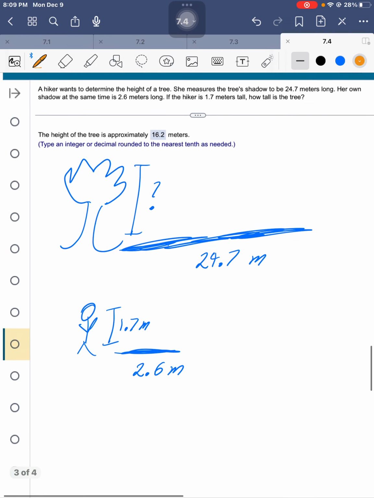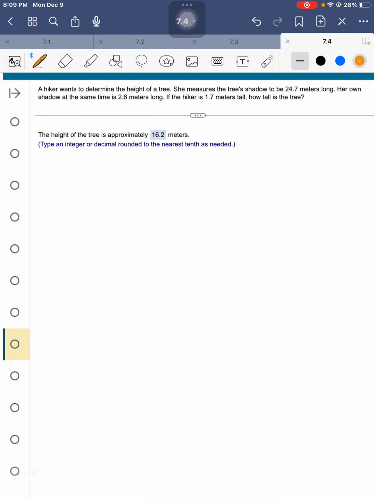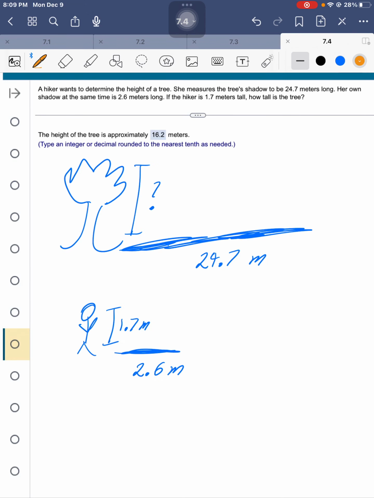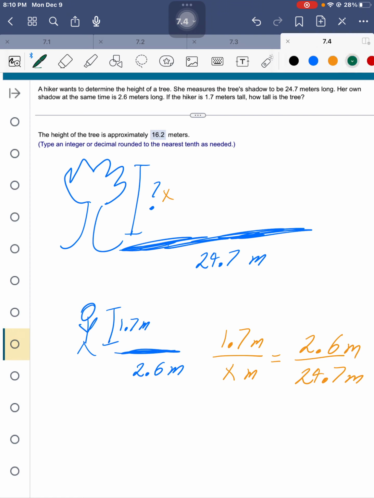Well, we're going to set a proportion, right? So what is my proportion going to be? Well, the height of the man is 1.7 meters to how many meters? X. Let's put X here. To X meters. And my 2.6 meters is to my 24.7 meters. So now let's cross multiply.